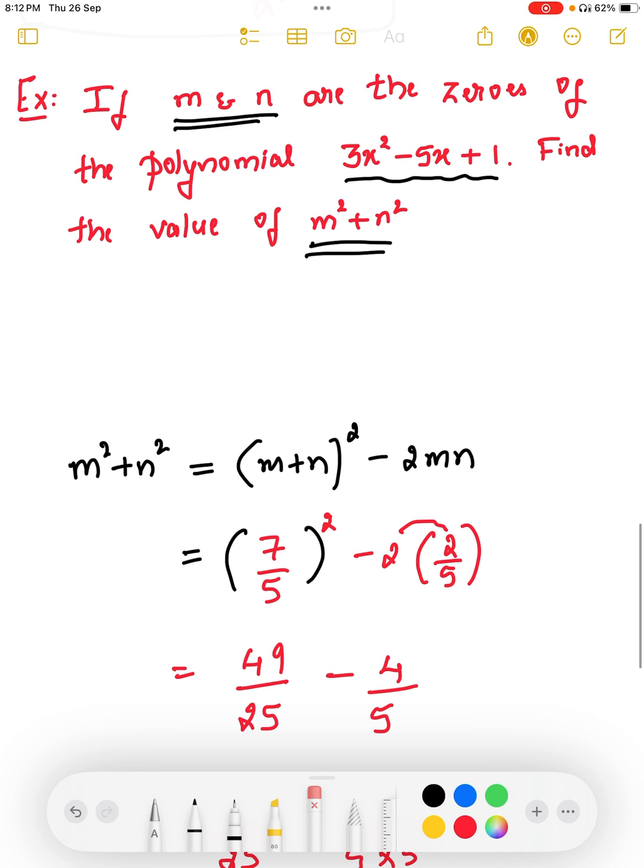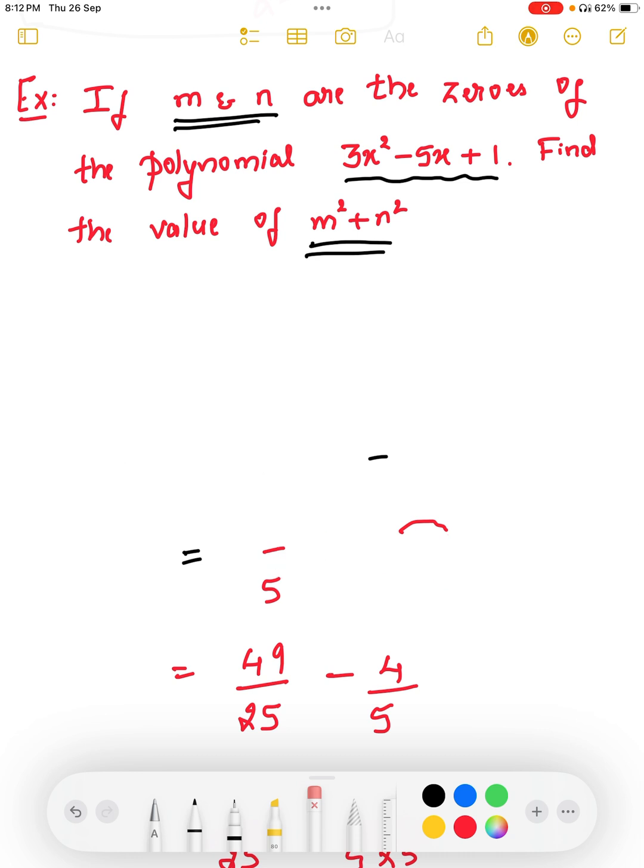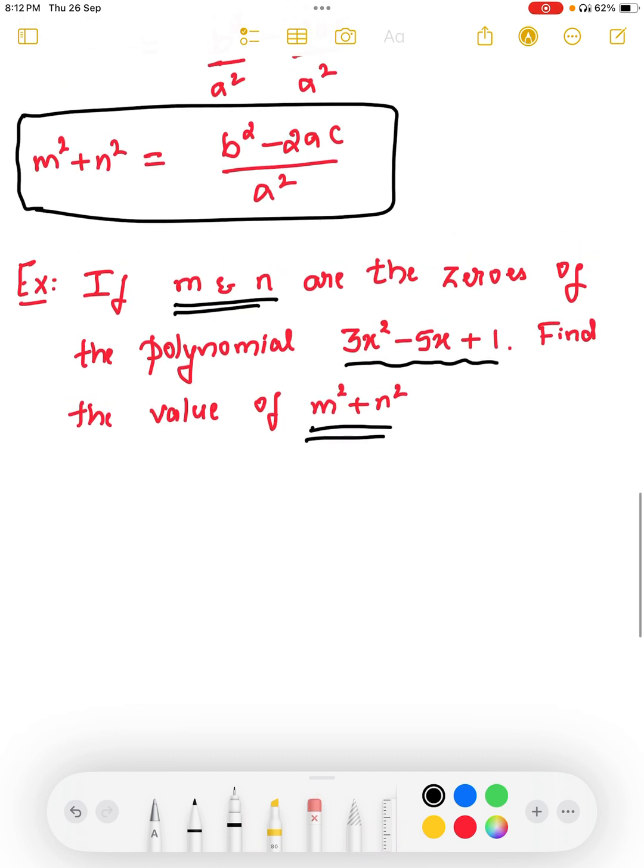Okay, I'll just erase this part. Just a second. Wait, sorry.